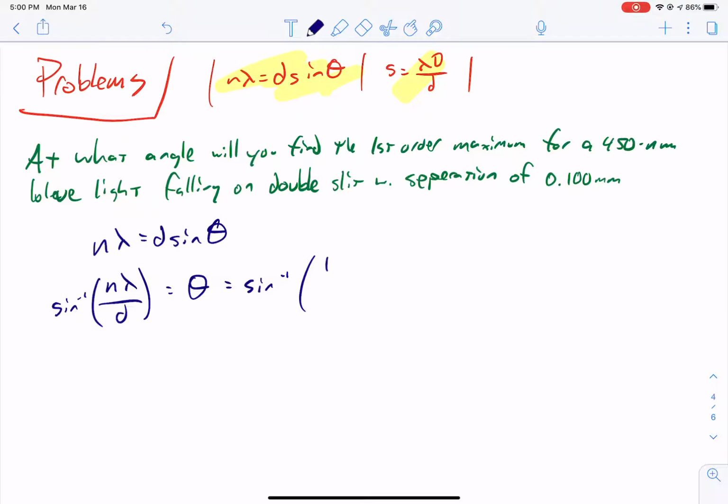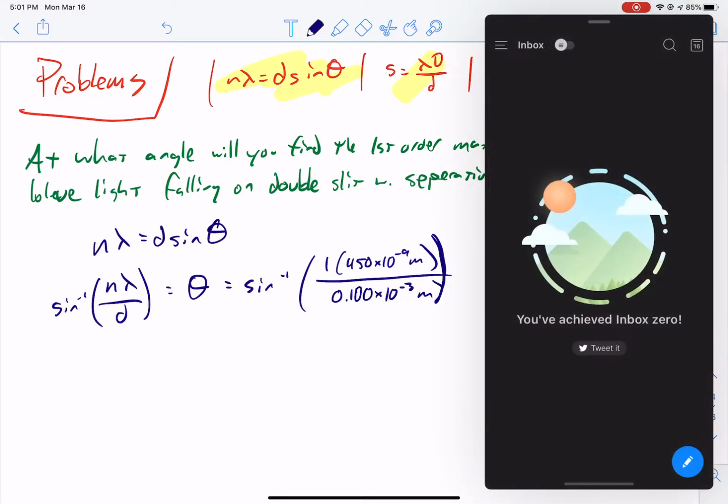The lambda here is the wavelength. We're given the wavelength of 450 nanometers. That's times 10 to the negative 9th meters. Divided by the distance between the slits, it's in millimeters, so I need to make sure to say times 10 to the negative 3rd meters. And we just go through and do the math now.